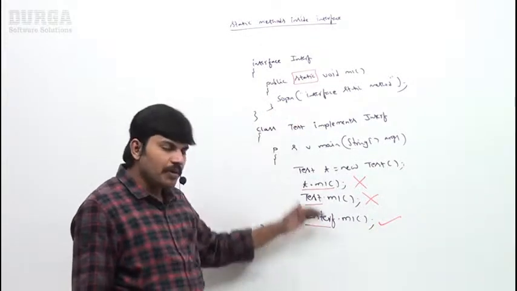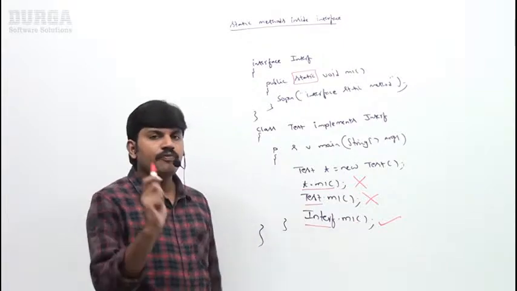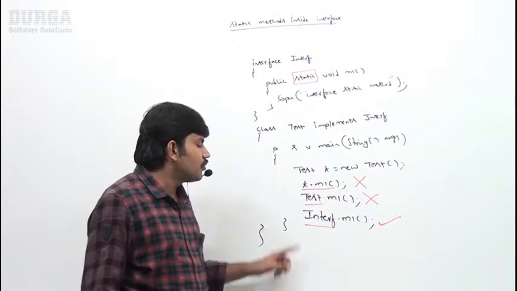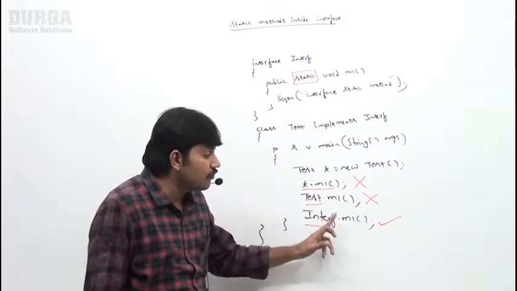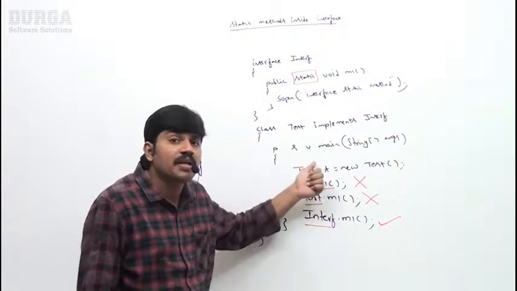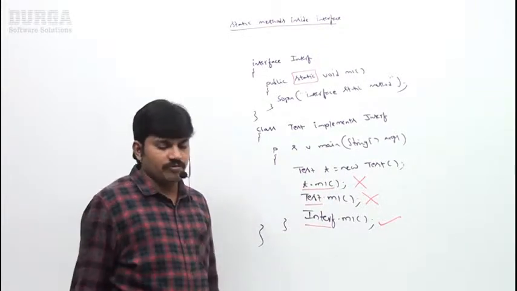Whether it is an implementation class or a non-implementation class, if you want to call an interface static method, compulsorily what should we use? The interface name only. You are not allowed to use the implementation class name or an implementation object reference and so on. Can everyone understand? This is the small twist, sir.